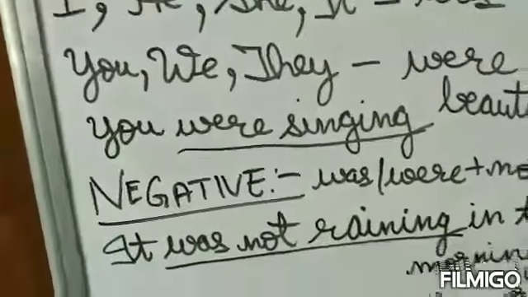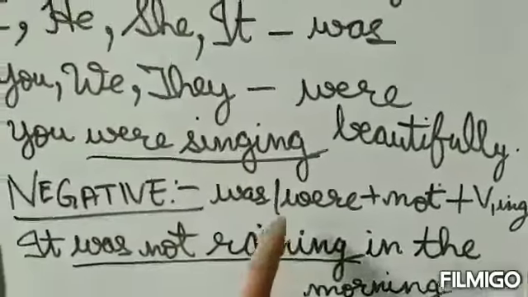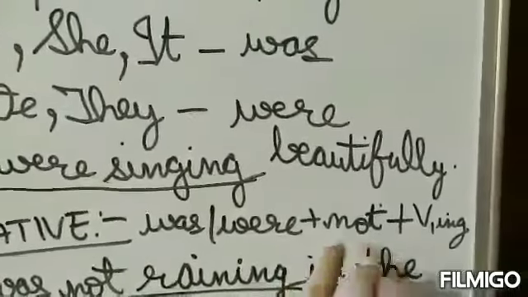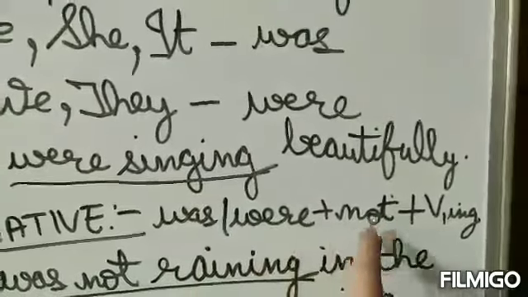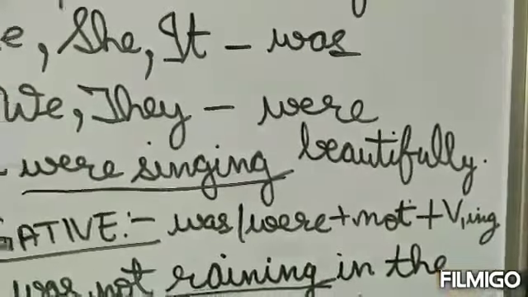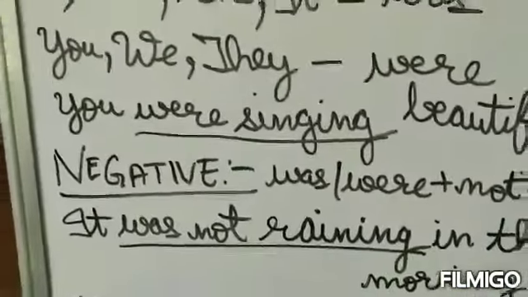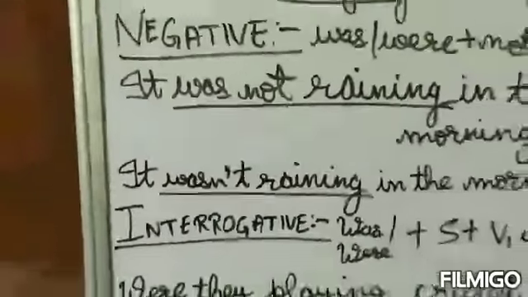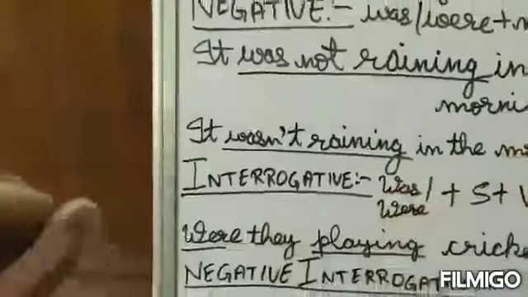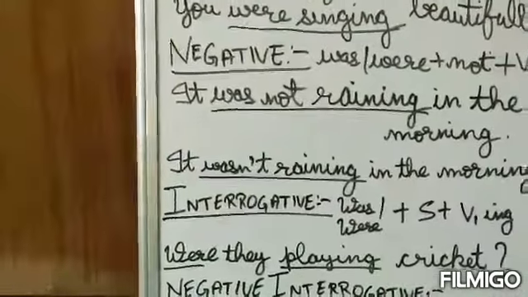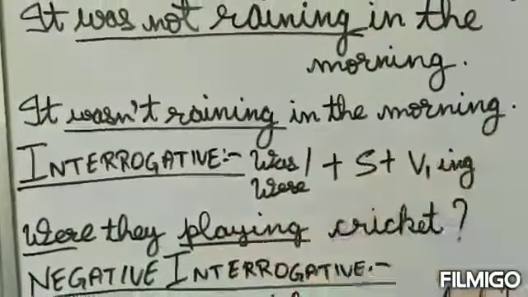Okay. Negative forms of past continuous tenses. Here we will use not in between the helping verb was or were and the main verb. Was or were plus not plus ing form of the verb. Okay. Example, it was not raining in the morning. Or you can even write the short form of was not, that is wasn't. It wasn't raining in the morning.